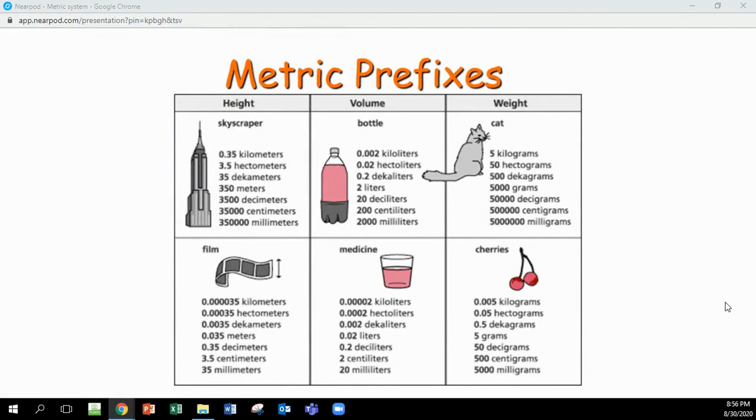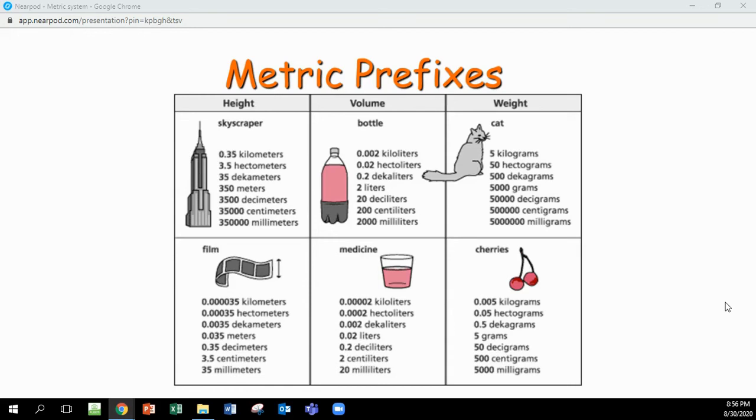If you're looking at a skyscraper, you can say a typical skyscraper is 0.35 kilometers, or you can say 350 meters. It's the same thing. Or, I don't know why you would say this, but you could say it's 350,000 millimeters. It's not a proper unit for measuring it, but you could say that.